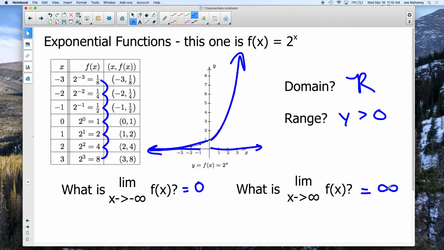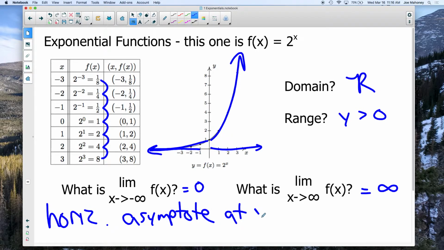I want to go back now to this idea of the range and the limit as x approaches negative infinity. That's going to lead me to the fact that I have an asymptote, a horizontal asymptote. And that's going to be at the equation y equals 0. So for that line y equals 0, that's the horizontal asymptote of the graph. That's what our graph is approaching as x gets really, really, really small.